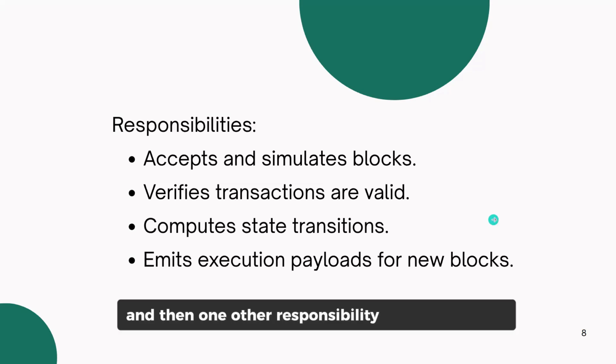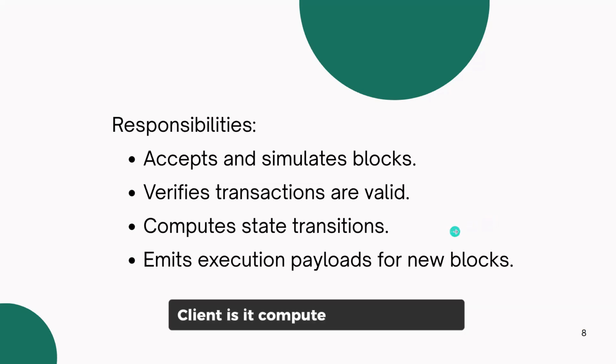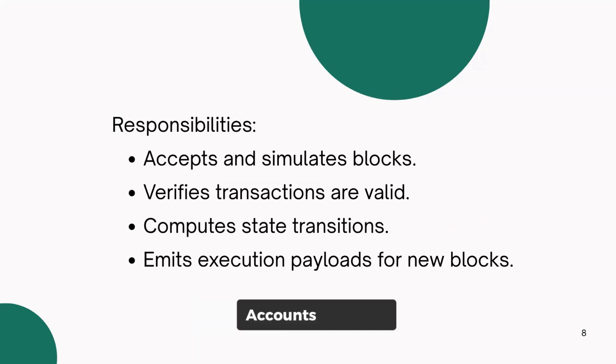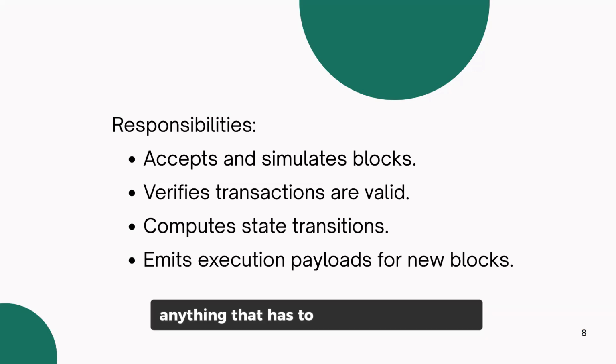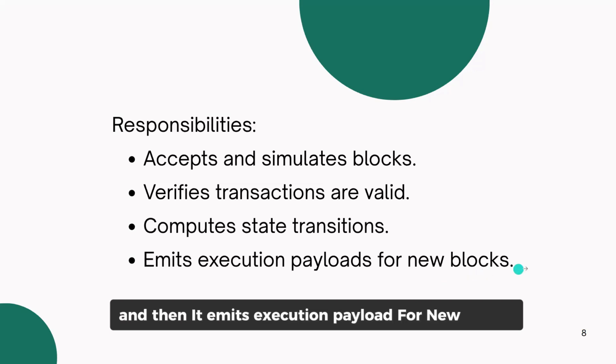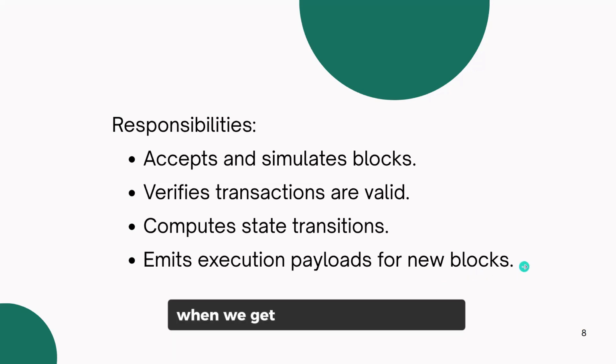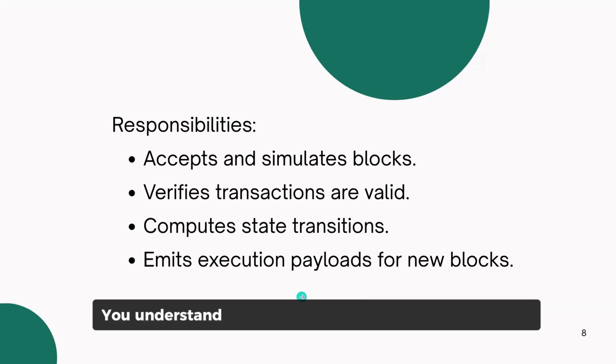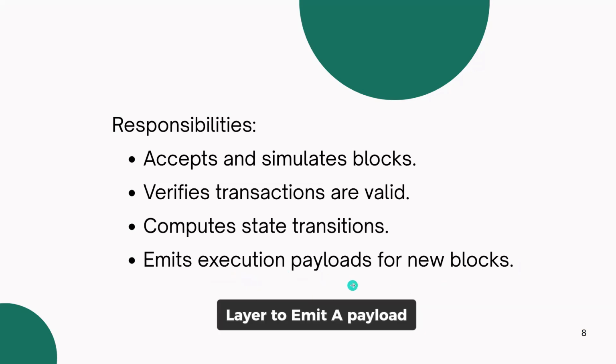And then one other responsibility of the execution client is that it computes state transitions. Like we said earlier on, it stores accounts, balances, the account contracts, and all of these storages. Anything that has to do with storing data is within the power of the execution client to do. And then it emits execution payload for new blocks. When we get to the consensus client, you will understand what exactly it means for the execution layer to emit payloads.